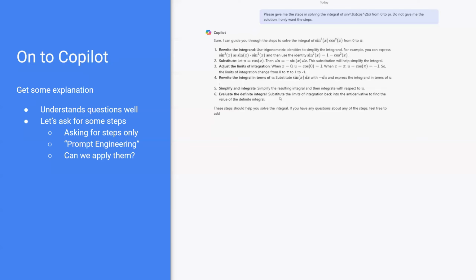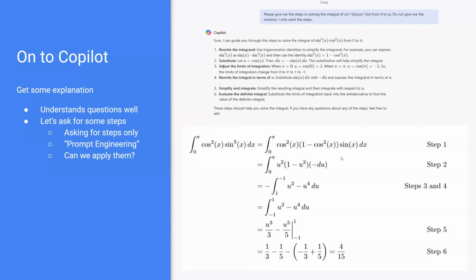Let's see if we can apply these suggestions to actually working through the problem. So here I have a screenshot of us working through the problem. So let's look, here's our original integral, the integral from 0 to pi of cosine squared of x times sine cubed of x. And here we're going to apply step 1. So it says rewrite the integrand as sine times sine squared and then use this identity. So here's where the sine squared would be. And I've replaced it with 1 minus cosine squared of x.